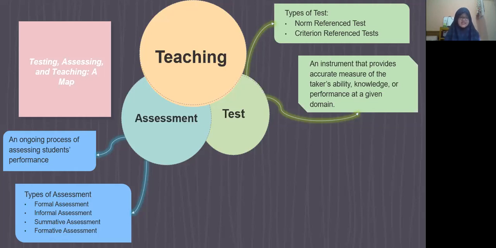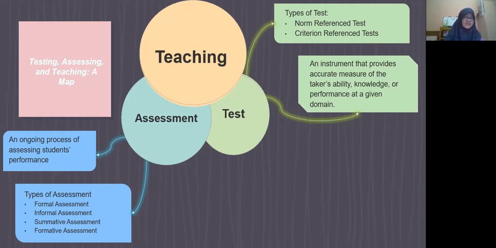Examples of this test are standardized tests such as the TOEFL or SAT, which are intended to be administered to a large audience, and the primary concerns of this test are money and efficiency.